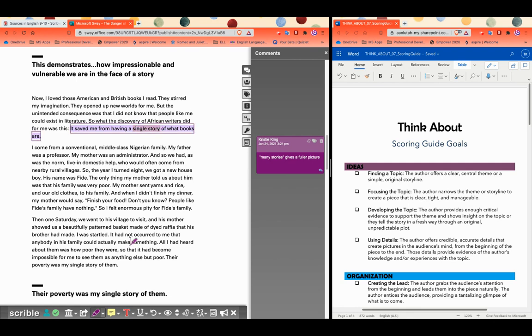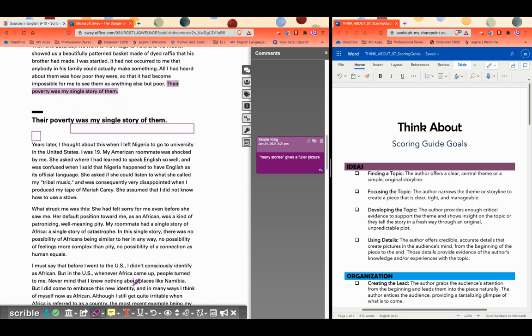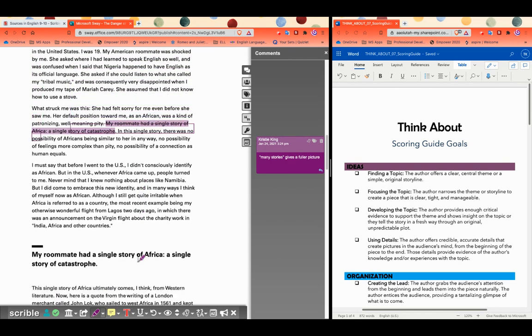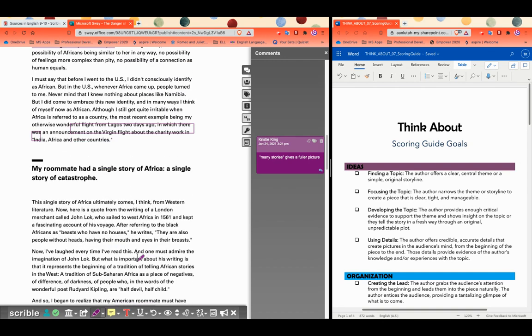Okay, and she also talks about how Fide, their poverty was my single story. So here she talks about, again, stereotype. And then she keeps it narrow, right? That her roommate had a single story of Africa and also of her. And so you can go through and look for every time she uses single story and see if you can substitute the word stereotype in there. And that talks about how she keeps it very focused throughout.